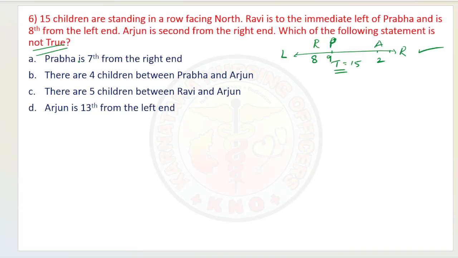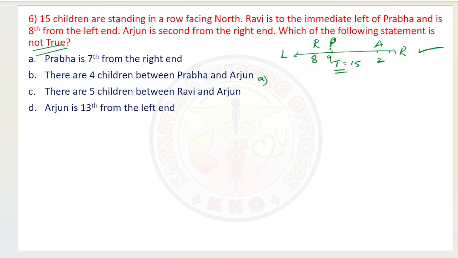Okay. Now, let us find out the first statement. What is the first statement? Prabha is seventh from the right hand. So, here Prabha's left position is not given, we have to find it out, right? Found out. So if Ravi is 8th, Prabha is obviously ninth position from the left side. So now the statement is given as Prabha is 7th from the right end.